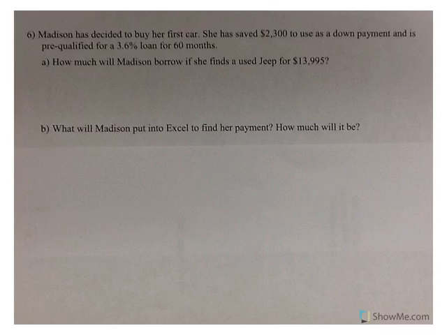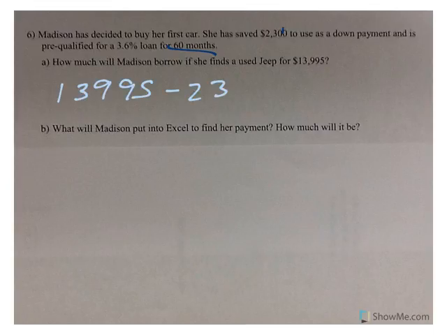All right, let's go to number 6. Madison has decided to buy her first car. Go, Madison. It's your birthday. So she has saved $2,300 to use as a down payment, and she's pre-qualified for a 3.6% loan for 60 months. So that tells you how many payments she's going to make, 60. How much will Madison borrow if she finds a used Jeep for $13,995? Well, if she finds it for $13,995, don't forget she's putting $2,300 down. So she's going to borrow $11,695.